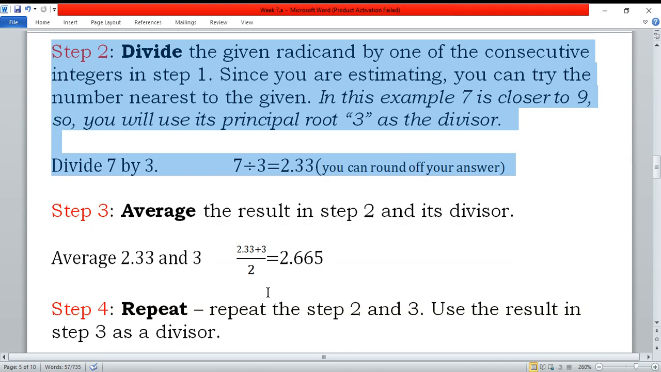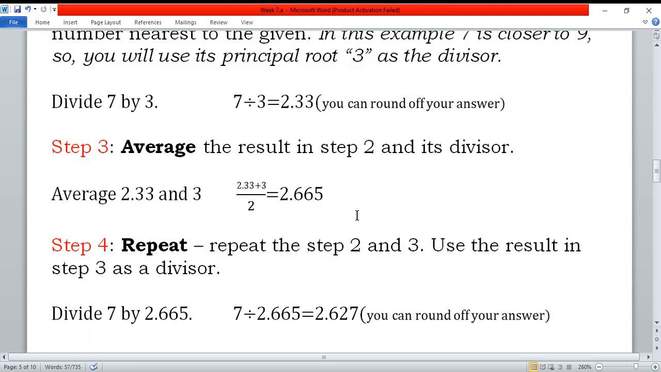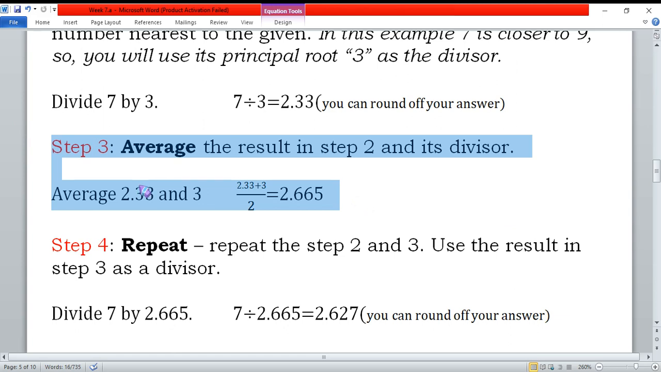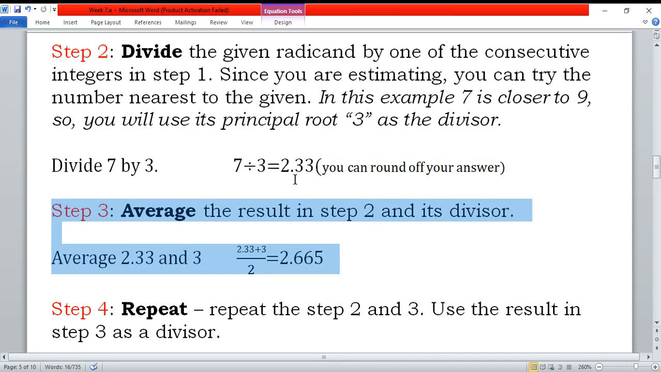Okay? Ayun. So, dito tayo sa step number 3. This time, yung step number 3 is to get the average of the result in step 2 and its divisor. Okay. So, yung quotient, ito ay 2.33.